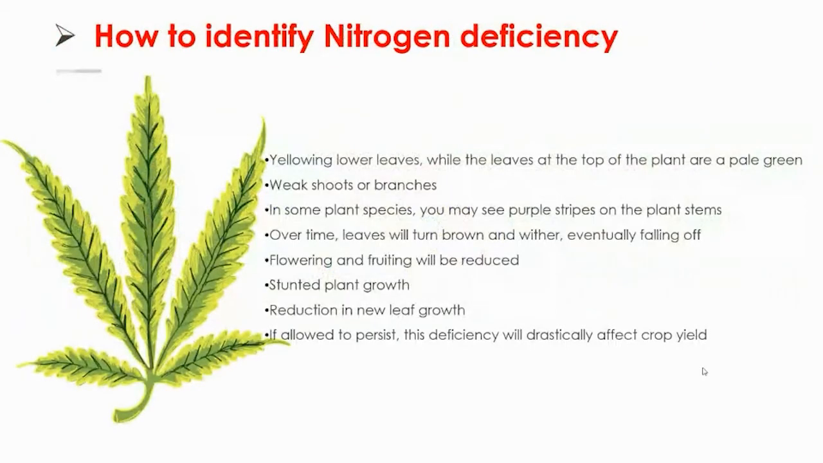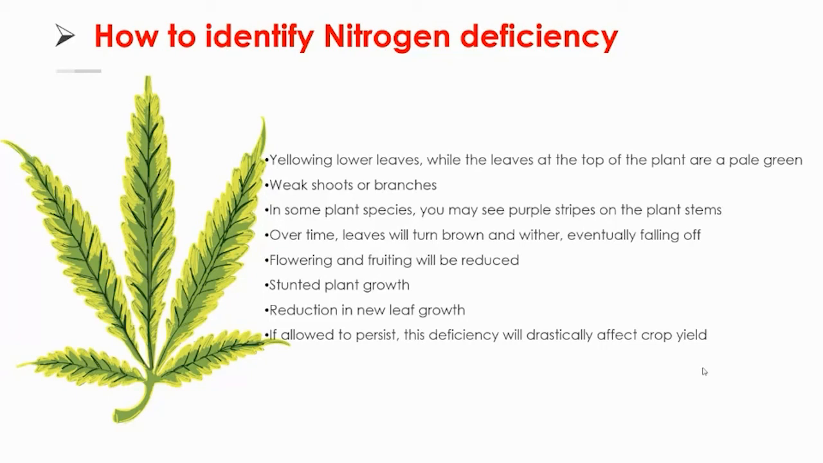So here is the way that we identify deficiency of the nutrient. The first one is nitrogen deficiency. You can identify that if the plant has yellowing lower leaves, while the leaves at the top of the plant are pale green, with weak shoots or branches. In some plant species, you may see purple stripes on the plant stems. Over time, leaves will turn brown and wither, eventually falling off.